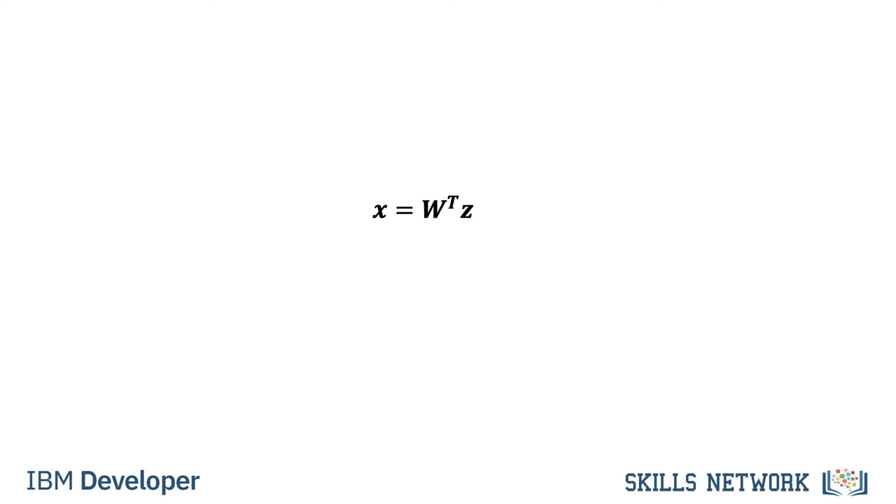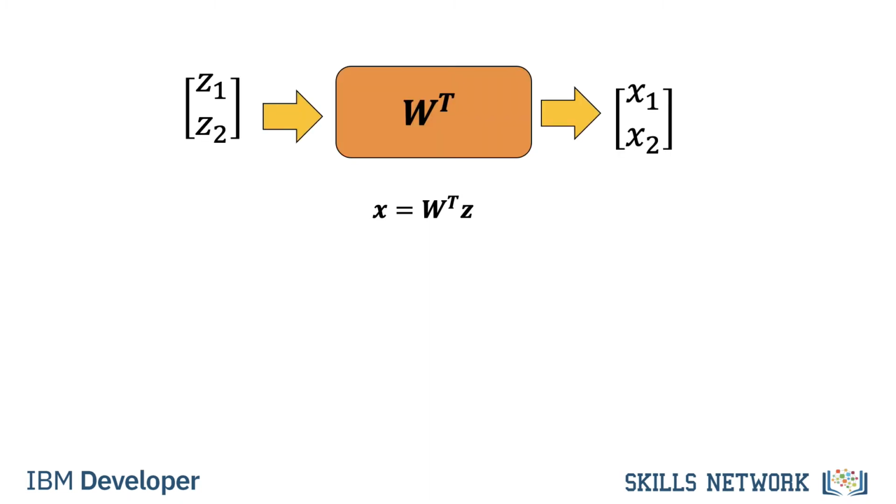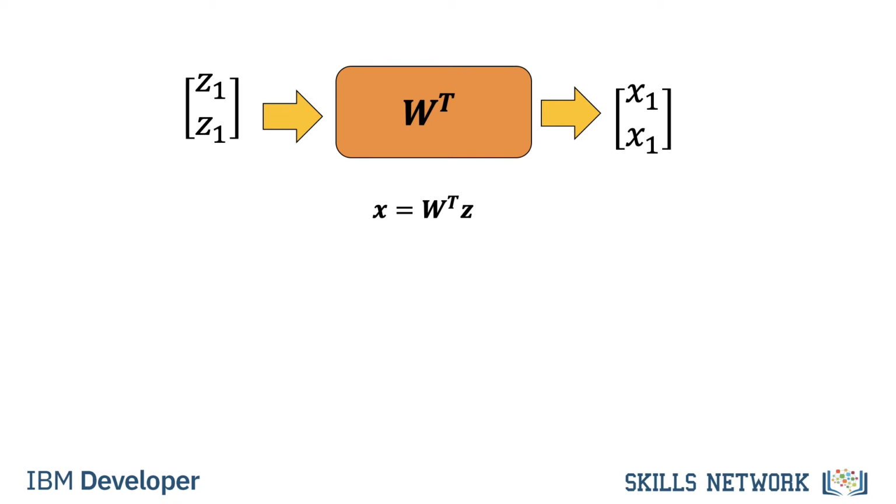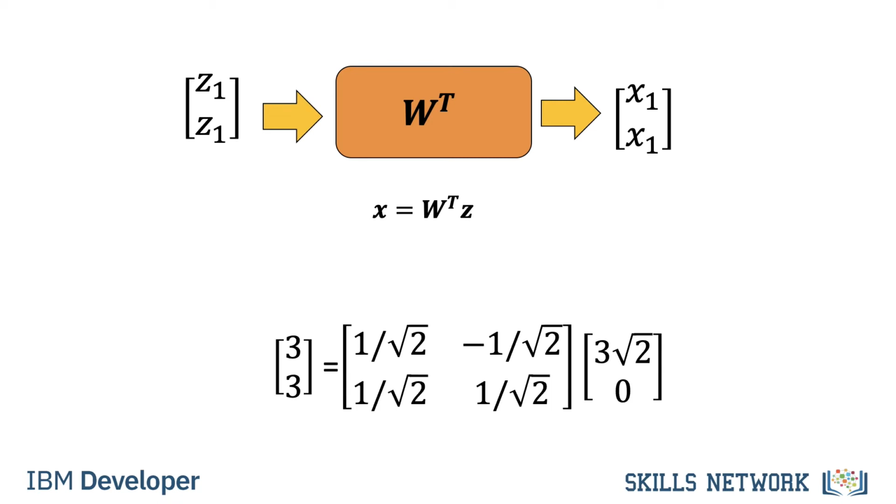The decoder is also a matrix. In this case, the matrix is orthogonal. Its inverse is simply the transpose. The decoder maps the code back into the original space. The columns of the decoder are the new basis. From our example, we have the following. Using the points from the example, we get the following.